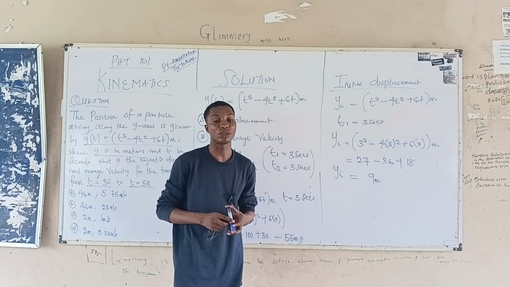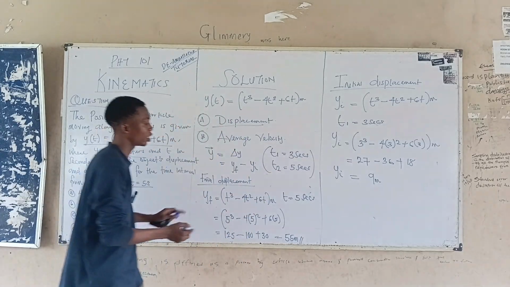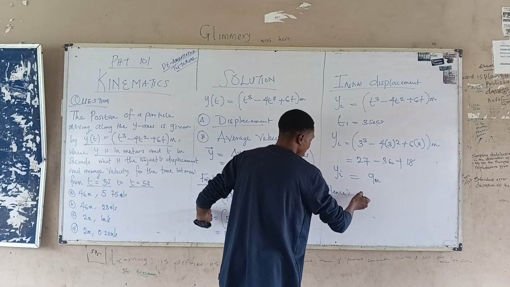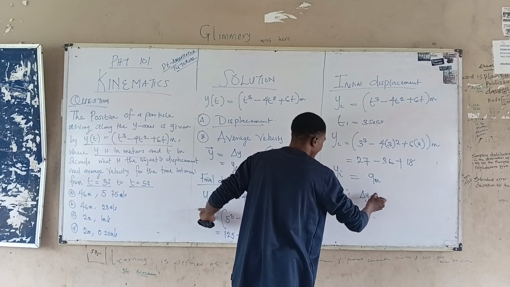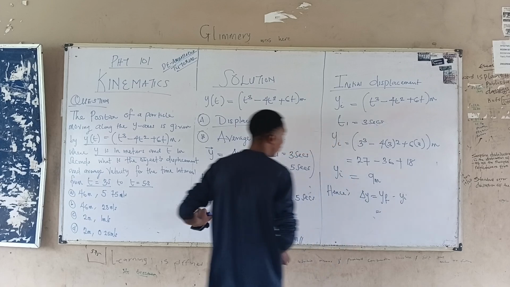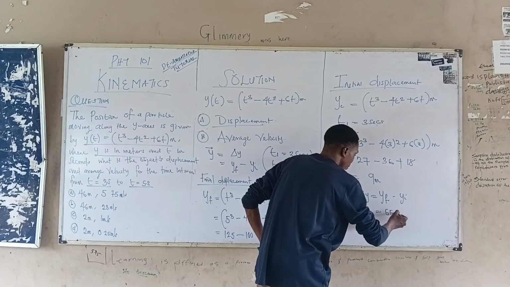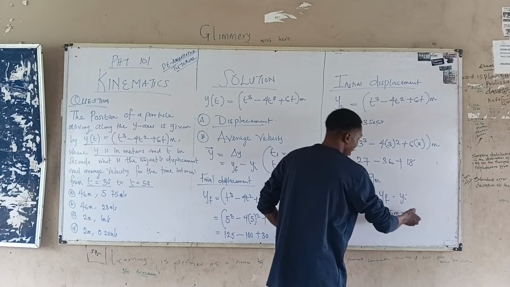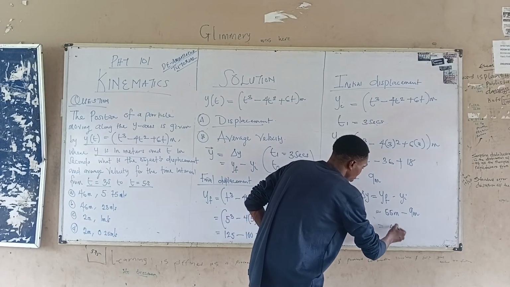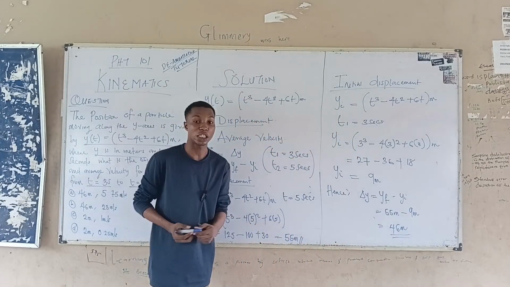The next thing to do is to get our displacement itself. Because I actually gave the formula, to get our displacement, this is change in y, and change in y is written as yf minus yi. The value of my yf is 55 meter, so it means 55 meter minus your yi, which is 9 meter. When you subtract this, you are going to have your answer as 46 meter. So that's the value of our change in displacement.